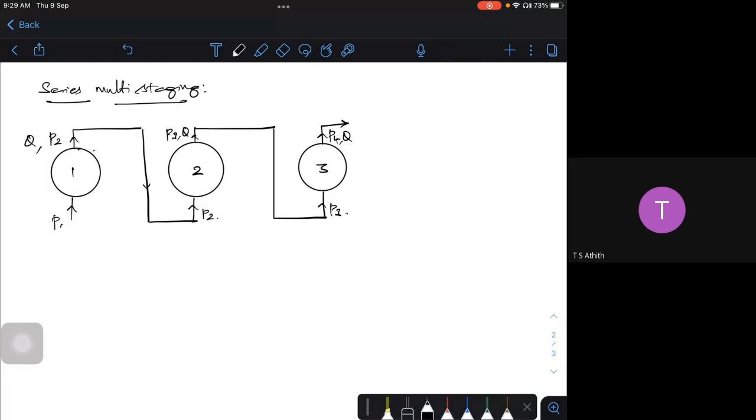how this particular thing is done. Whenever I want the same discharge and high pressures.